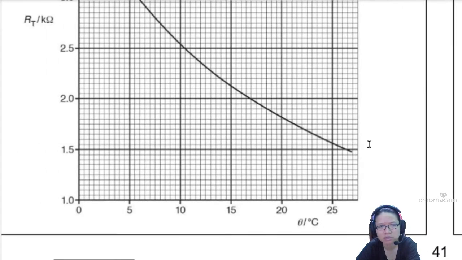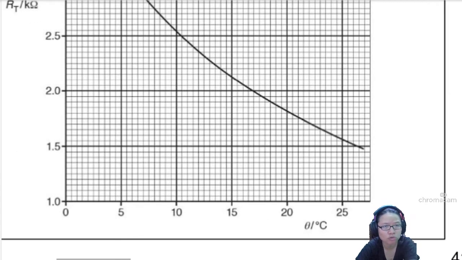I sound like Gordon Ramsay sometimes. Beautiful. It's a beautiful graph. Miss, have you ever seen a not beautiful graph? No, all graphs are beautiful when correctly labeled and drawn.